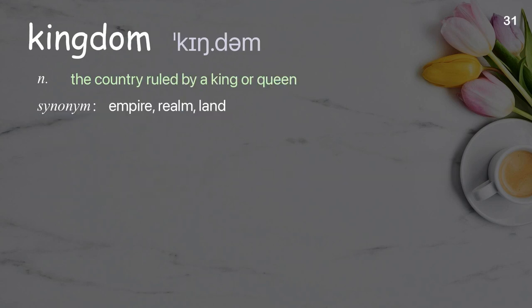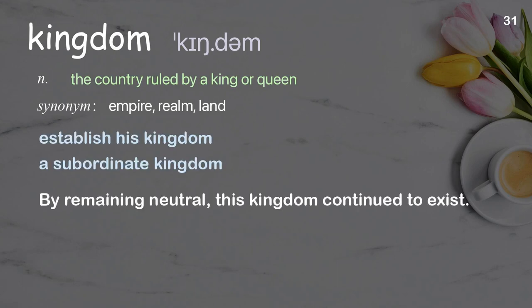Kingdom. The country ruled by a king or queen. Examples. Establish his kingdom. A subordinate kingdom. By remaining neutral, this kingdom continued to exist.